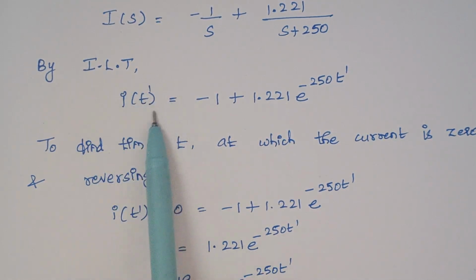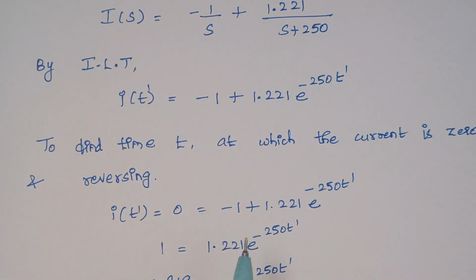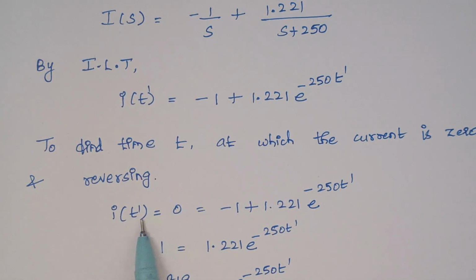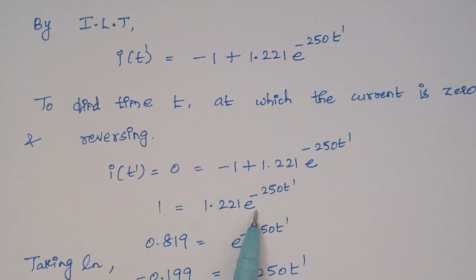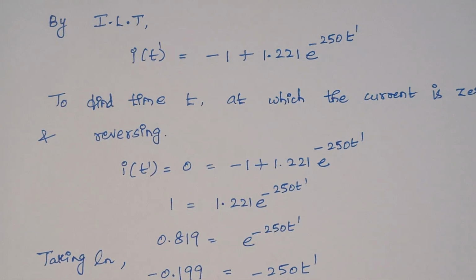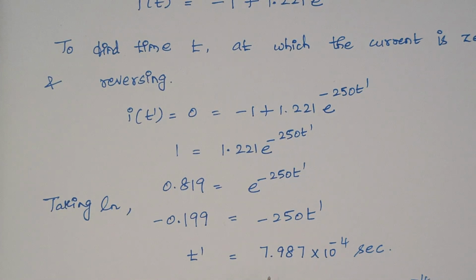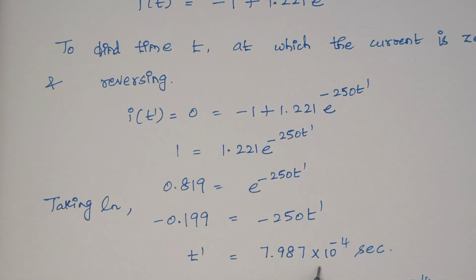So in the place of I of t dash, just write it as 0. So here this is our expression, right? So when you rearrange, this minus 1 when moved to this side becomes plus 1 here, right? So again 1 divided by 1.221 gives 0.819. So taking ln on both sides, right, our expression gets modified like this. Therefore, the value of t dash is calculated as 7.987 into 10 to the power minus 4 seconds. Okay, this is the time duration at which the value of current reduces to 0.